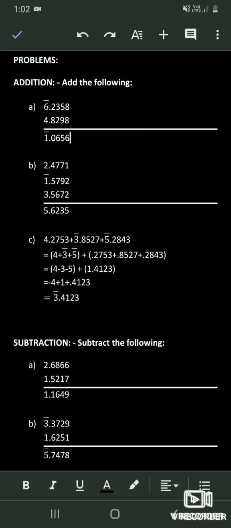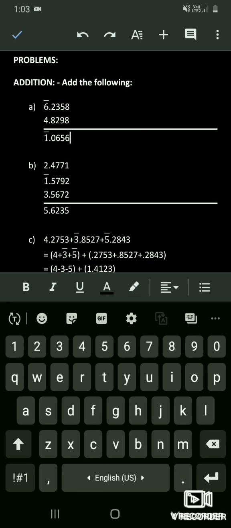The first problem is minus 6.2358 plus 4.8298. So here bar 6 is nothing but minus 6. So this you can carry out in the usual addition problems. For example, in the first term it is 8 plus 8, 16, and 1 is carried to the next term. So again 9 plus 5, 14, plus 1 is 15. Again 1 is carried to the third term.